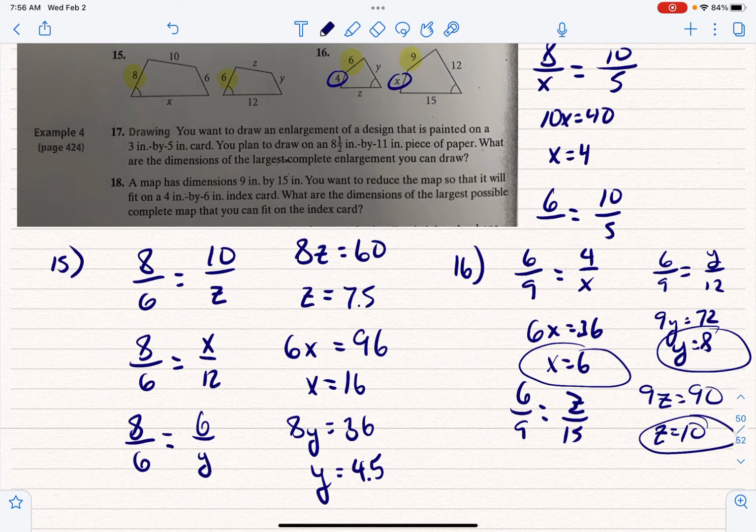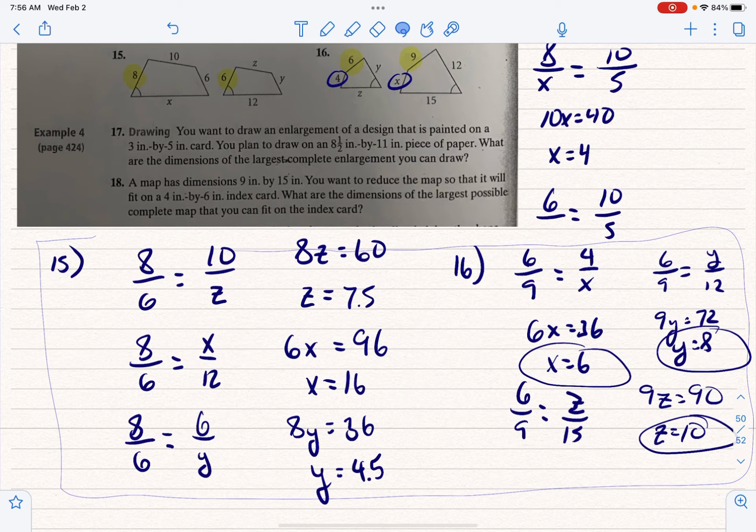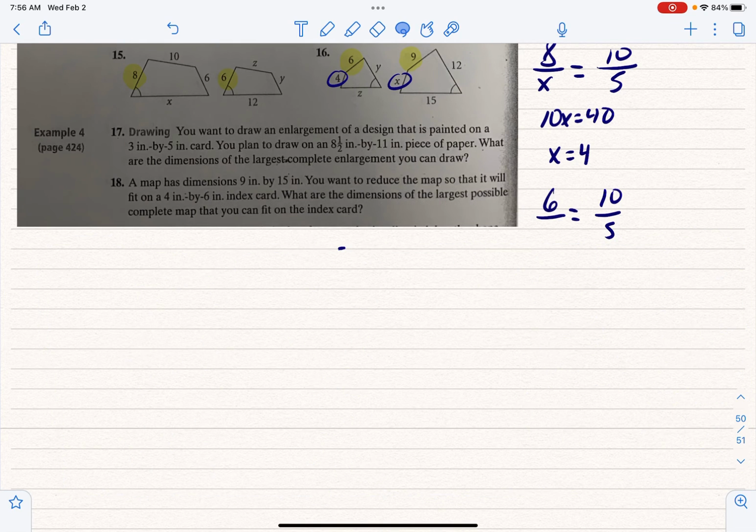Okay, the last 2 were this idea of, if you want to blow something up or shrink something down, how can you fit it on this other thing? But you have to make sure that it does actually fit. So we're going to try that. For number 17, it says you want an enlargement. It already is 3 by 5. We want to get it on an 8.5 by 11.